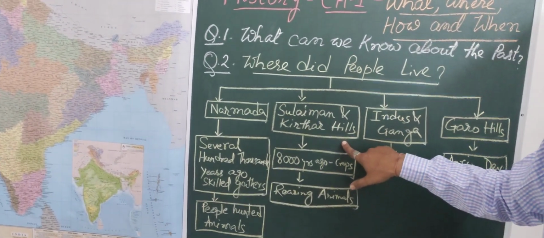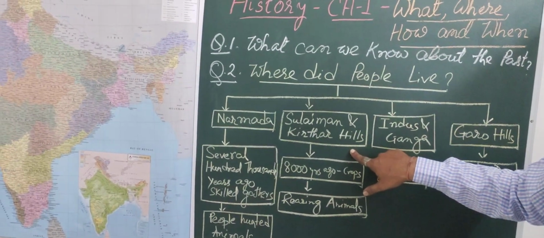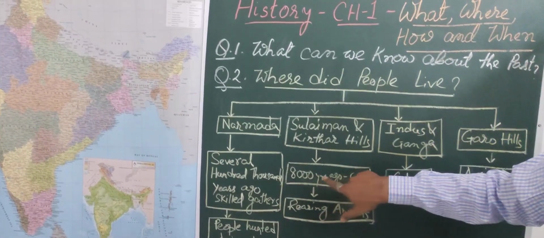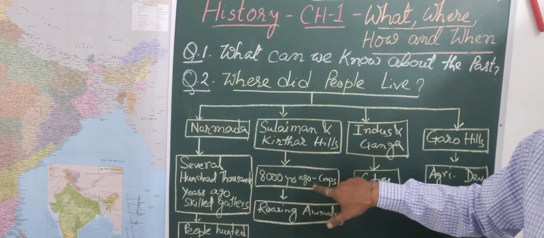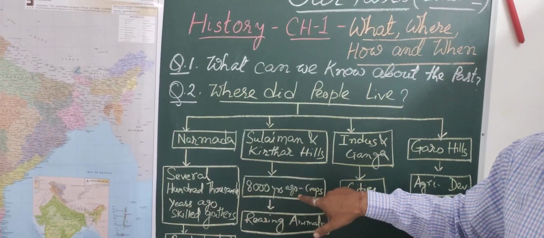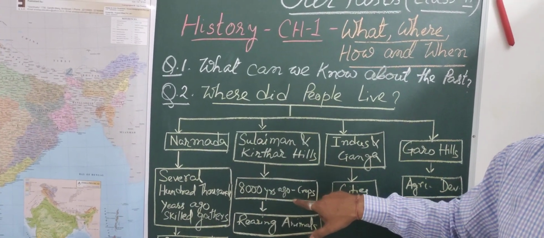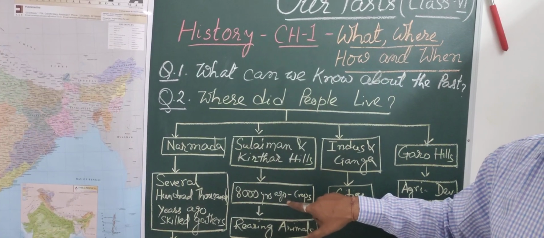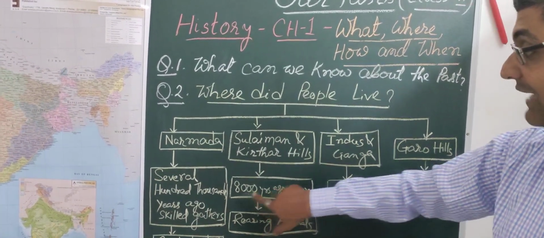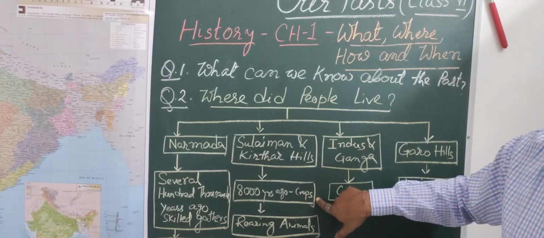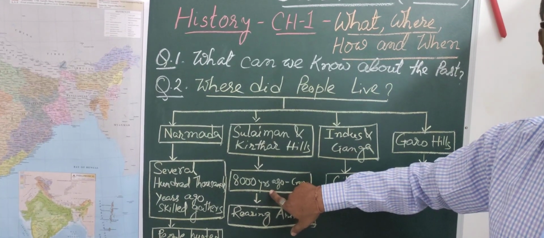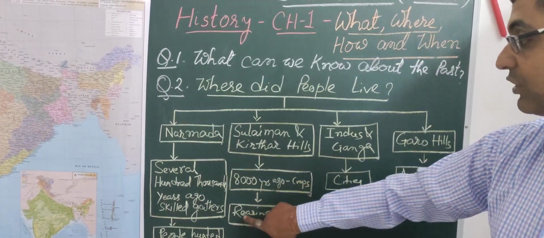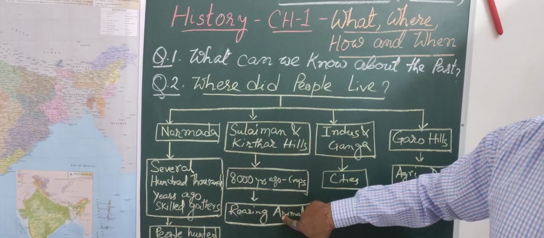Now second is Suleiman Kirthar Hills. I have shown you that it is presently in Pakistan, and it dates to 8,000 years ago. 8,000 years ago means 2,000 years of AD and 6,000 years of BC, totally 8,000 years ago. They started crop production, and after a few years they also learned about the rearing of animals.